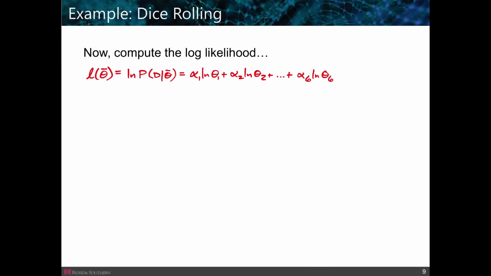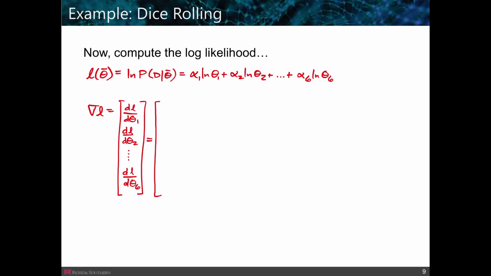So we have to take derivatives again and set them equal to 0. But the derivative here is actually something that we call the gradient. So we would say the gradient of that log likelihood is equal to an array. That array is each of the individual derivatives: the derivative of L with respect to theta 1, the derivative with respect to theta 2, all the way down to the derivative with respect to theta 6. What's nice about this is that we can consider each of these variables independently.